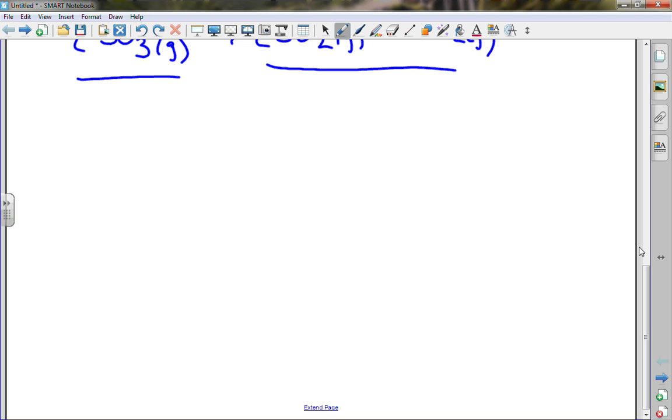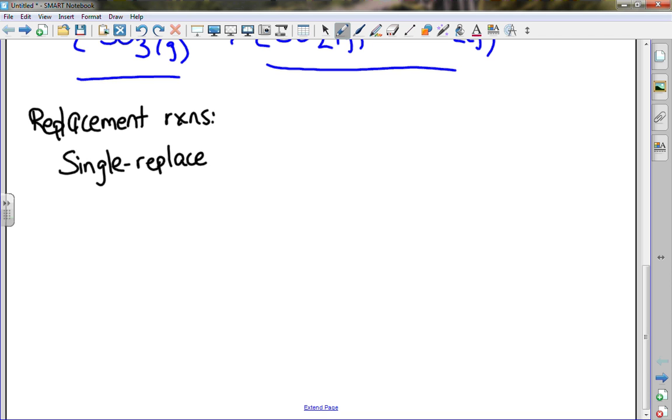Okay, and so the last two reactions are what are called replacement reactions. Okay, so the first one we're going to look at is what's called a single replacement reaction.